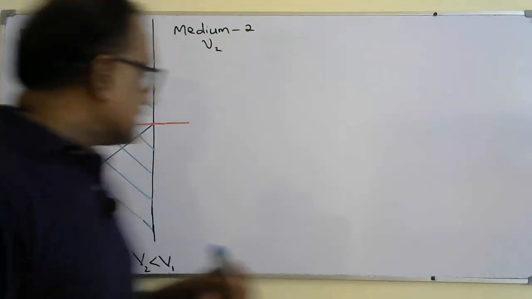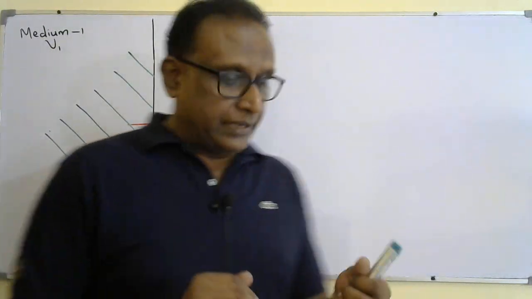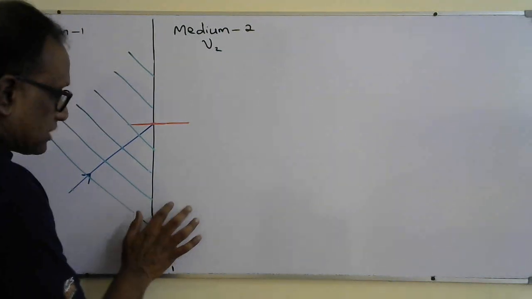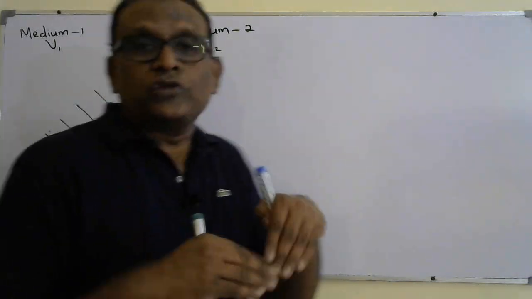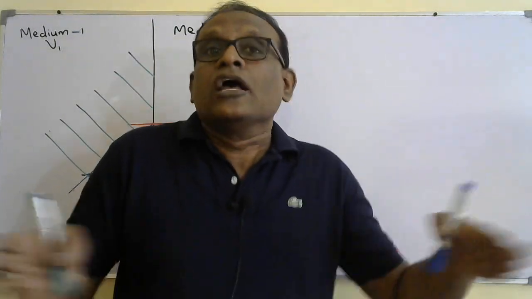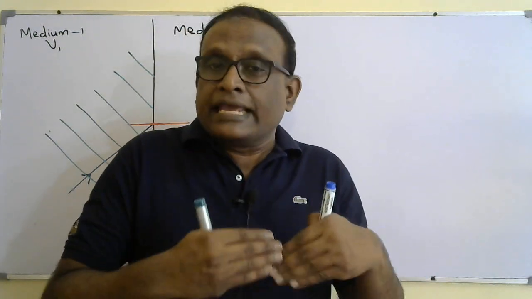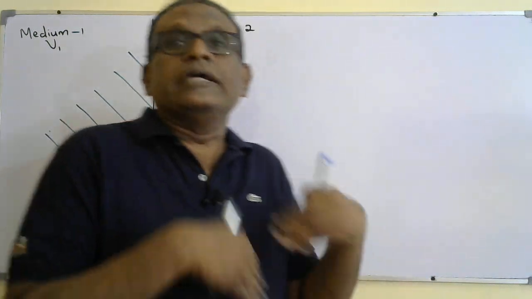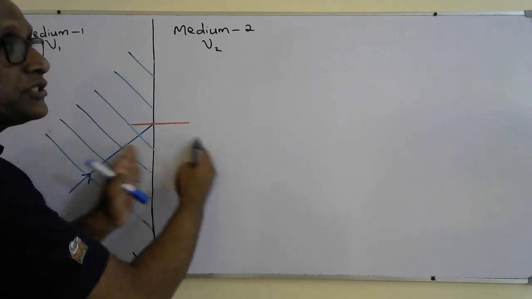Okay, so the speed of the wave in the second medium is less than the first medium. It means when the wavefronts reach this one, look at here, the wavefronts should continue. The wavefronts cannot be created or destroyed when they are traveling from one medium to the next medium. So the same wavefront should continue into the second medium. But what's going to happen? The second medium, it should slow down.